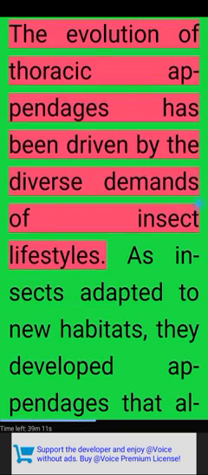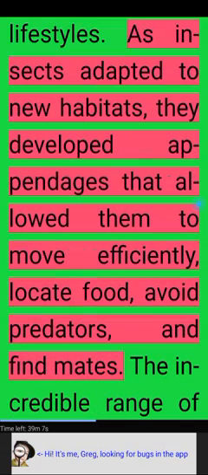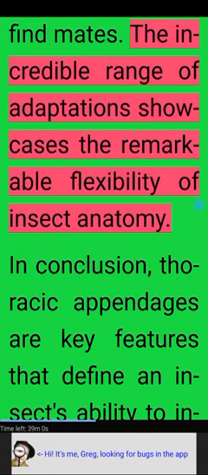Evolutionary significance. The evolution of thoracic appendages has been driven by the diverse demands of insect lifestyles. As insects adapted to new habitats, they developed appendages that allow them to move efficiently, locate food, avoid predators, and find mates. The incredible range of adaptations showcases the remarkable flexibility of insect anatomy.